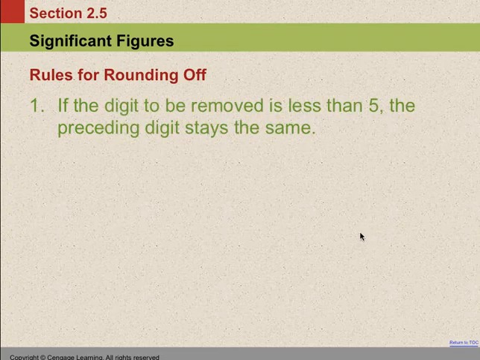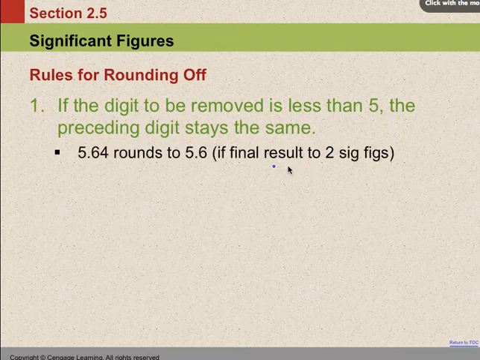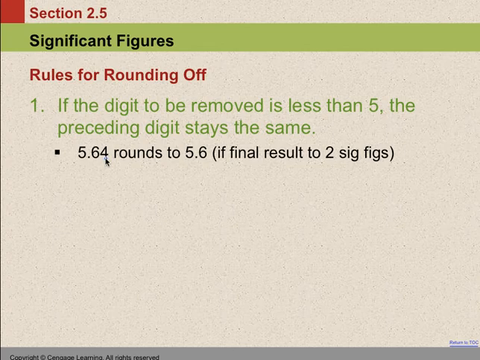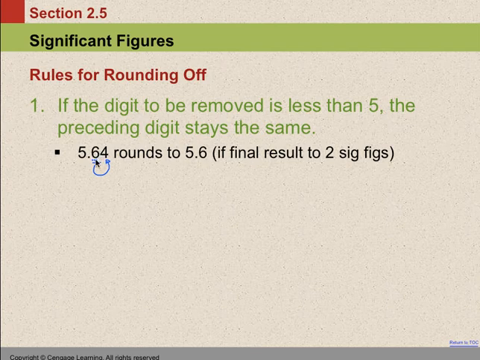Okay, so rounding off rules, we're going to use these rules. If the digit to be removed is less than 5, then the preceding digit stays the same. So if we look at the number 5.64, it has 3 significant figures. Say we want to round to 2 significant figures. You're going to look at the number that follows. If that number is less than 5, then this digit will remain the same, and your answer should be expressed as 5.6.